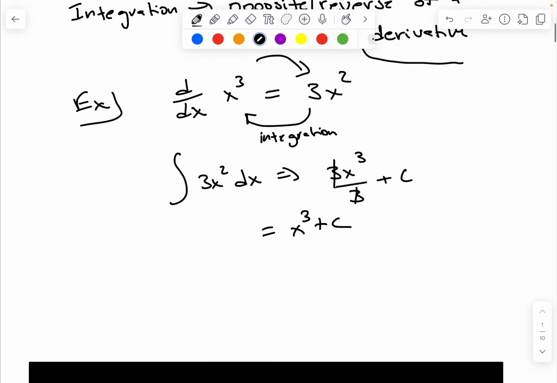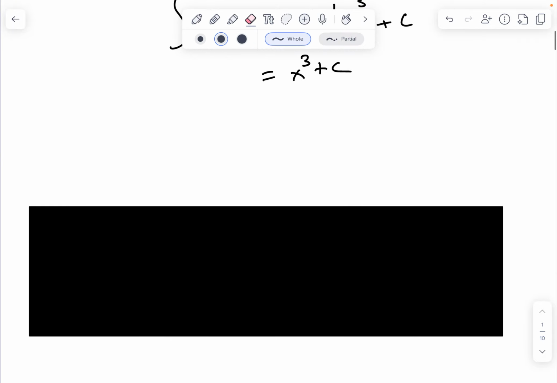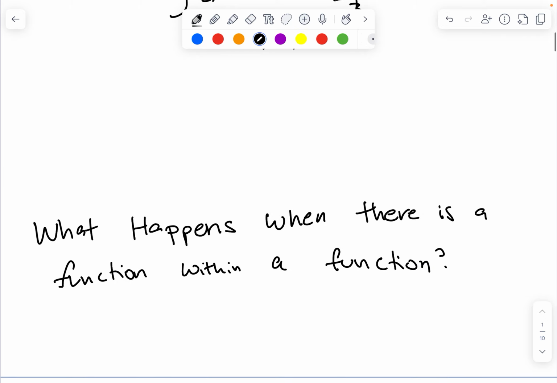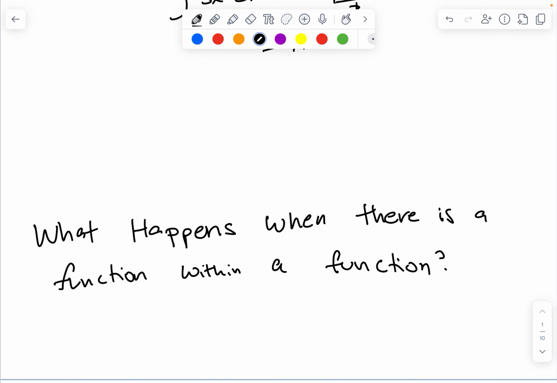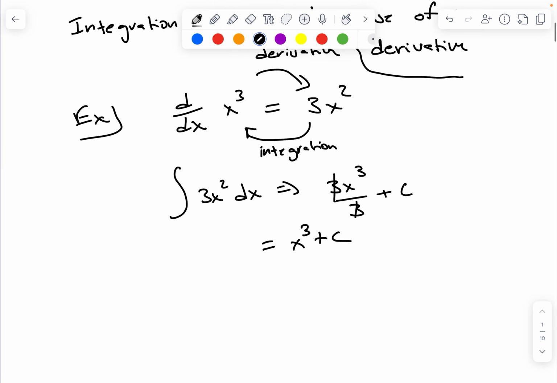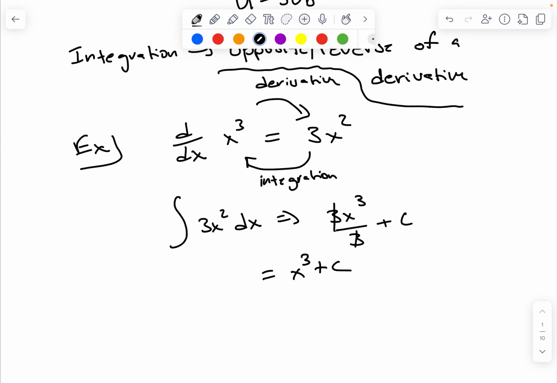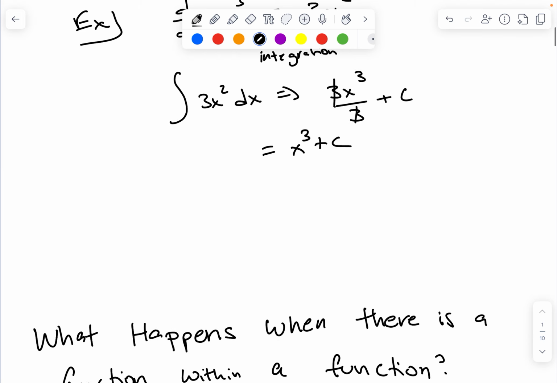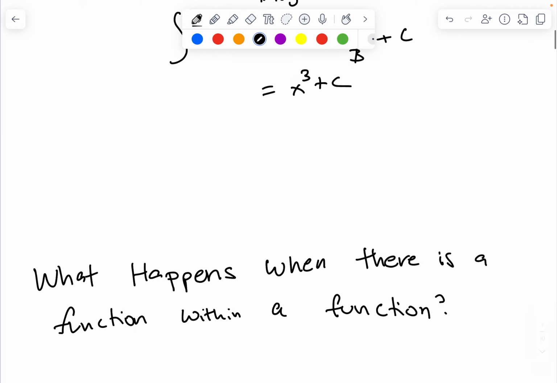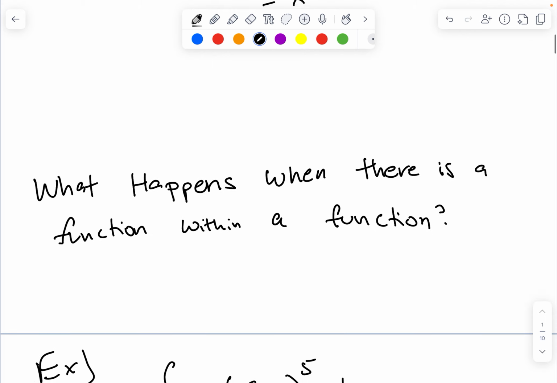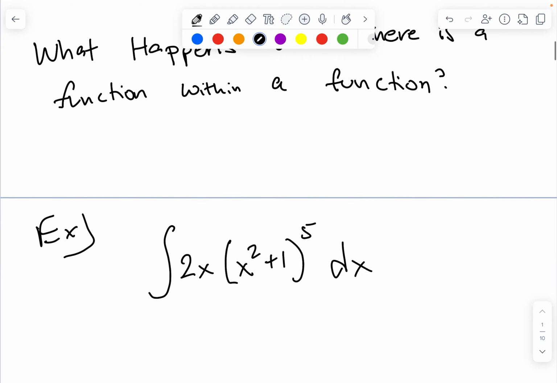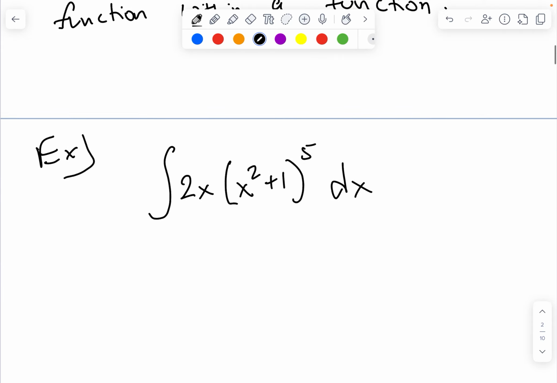All right. So what happens when there is a function within a function? Up until now, we have done just basic integration, as we just did right here. But what if the integrand, the function inside the integral, is more complex? For example, there's a function within a function. That is when we go to U-substitution.